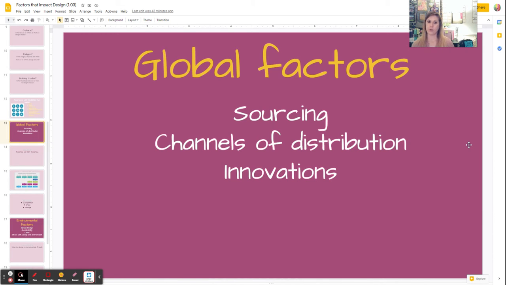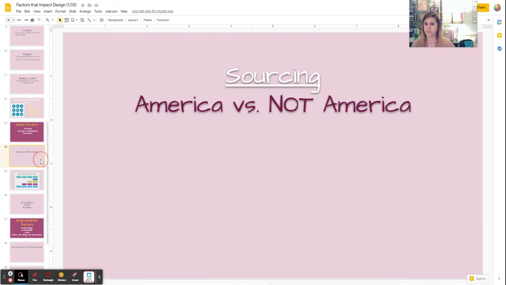Next up, global factors: sourcing, channels of distribution, and innovations. This is like business and money, which I don't like. I'm not good at it. It's just as bad as math for me. So sourcing is like where things come from.